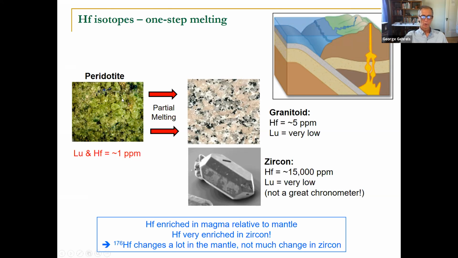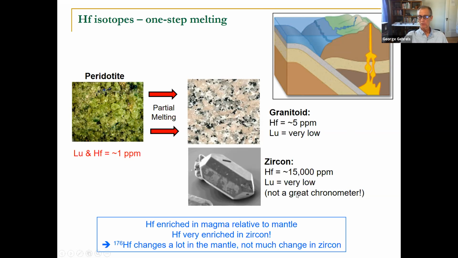So there's a separation that takes place in the melting process, such that hafnium becomes enriched in that granitoid, but lutetium does not. Lutetium tends to stay in the peridotite, whereas hafnium tends to come up with the magma into the granitoid. And if you look at the different minerals within this granitoid, zircon is really a sponge for hafnium. It really likes that hafnium. So it's going to be thousands of ppm hafnium, but zircon does not like lutetium, so there's going to be very little lutetium. So this is not going to be a very good chronometer, right?